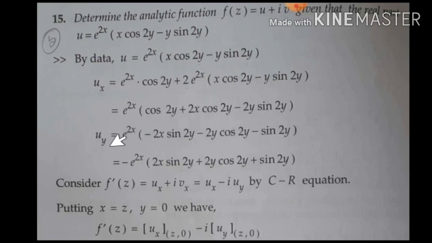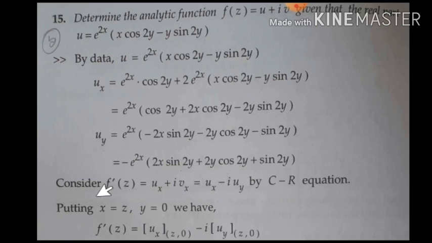and partially differentiate u with respect to y. In that case, here e to the power of 2x is throughout constant, x constant, derivative of cos 2y is 2 into minus sin 2y. Here we need to apply the product rule, with the minus sign there, so all the terms become minus. So x cos 2y as it is, derivative of sin 2y is 2 into cos 2y, minus sin 2y as it is, derivative of y is 1.